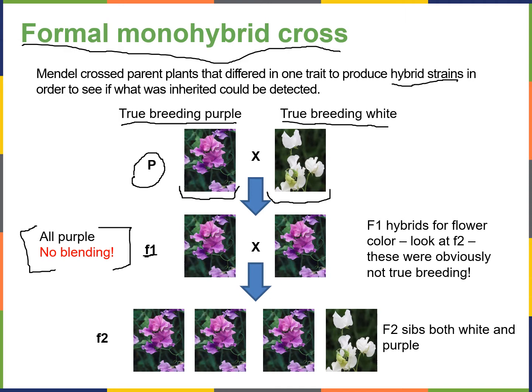However, when he did sib mating in the F1 generation and he bred the two siblings that were the progeny from that parent generation, well, then he noticed he got 1, 2, 3 purple and 1 white plant. So he had this strange 3-to-1 ratio in the F2 generation. So the F2 sibs were both purple and white. So this was obviously not an example of true breeding, and this sparked Mendel's curiosity to further investigate this phenomenon.